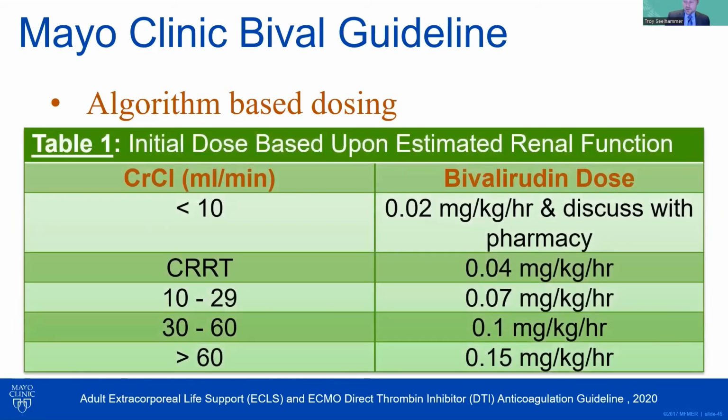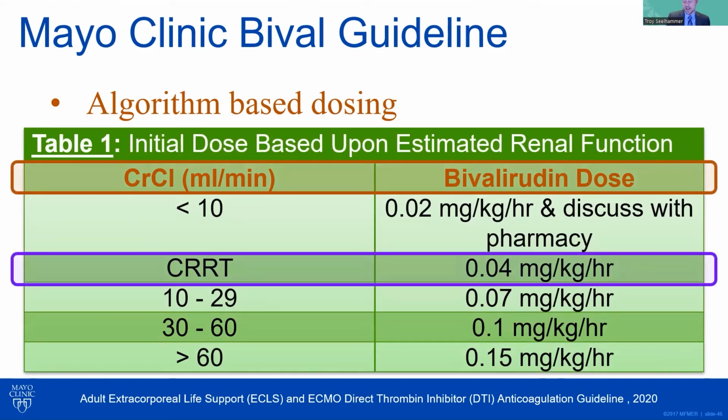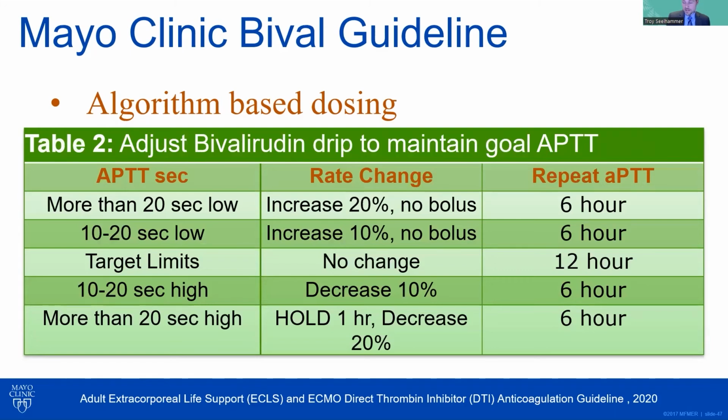For bivalirudin, it's really useful to consider adjusting your dose contingent upon estimated kidney function. This is taken directly from our third generation guideline. You can see how we have patients who are receiving continuous renal replacement therapy denoted separately from all other categories of estimated kidney function. For adjusting the dose in real time, it is contingent upon the deviation from target range.